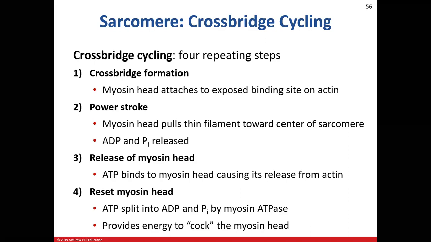In order to release the myosin head from the actin molecule, we have to have ATP come in. ATP binds to the myosin heads, and it's this binding that causes the release of the myosin head from the actin molecule. We then split the ATP back into ADP and inorganic phosphate. This helps to reset or cock the myosin head, and it provides the energy to put that myosin head back into the reset position. Now it's ready to start forming the cross-bridge all over again.